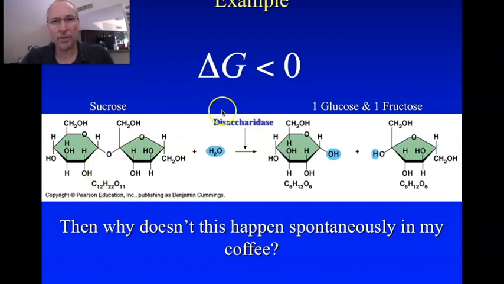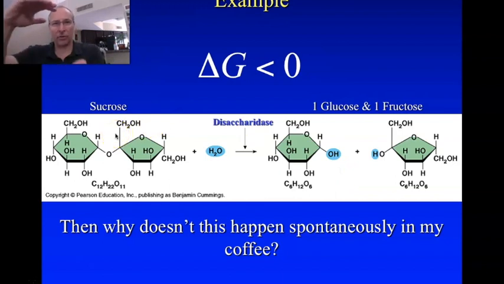Okay, this reaction has a delta G that's less than 0. So again, is it spontaneous or not? Delta G is less than 0. It's spontaneous. It's exergonic. It releases energy. So this literally will release heat in your body. But the question is this: if it's spontaneous, then why doesn't this happen in your coffee? And why doesn't it happen in your mouth or your stomach? In fact, why doesn't it happen on the shelf?